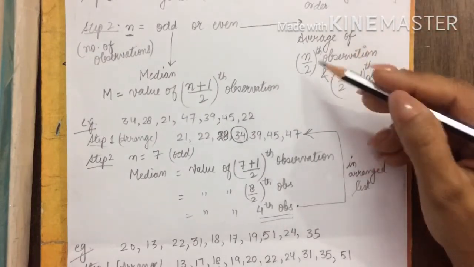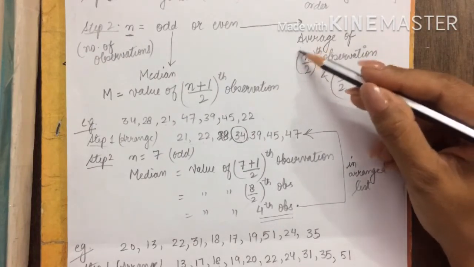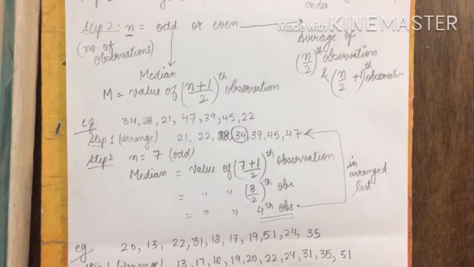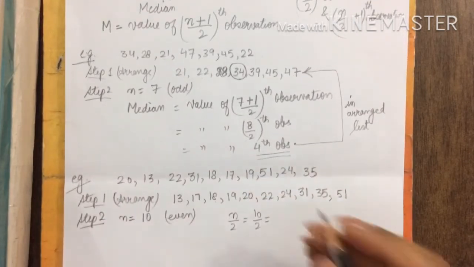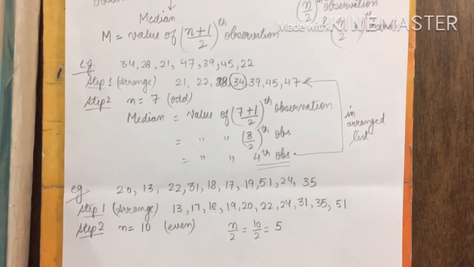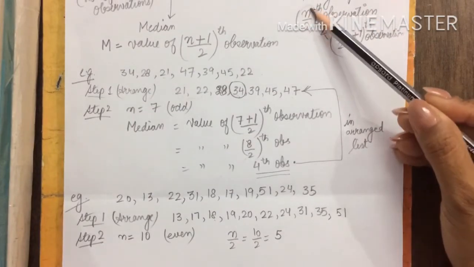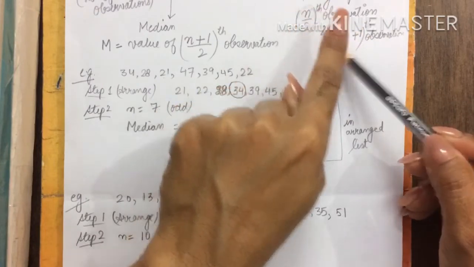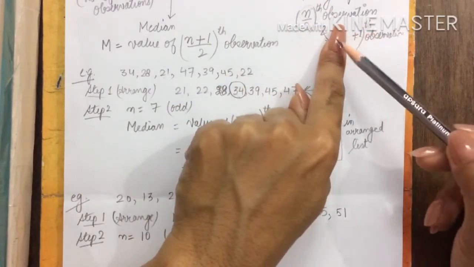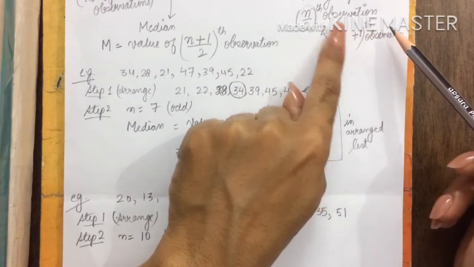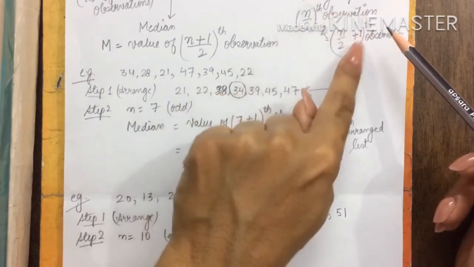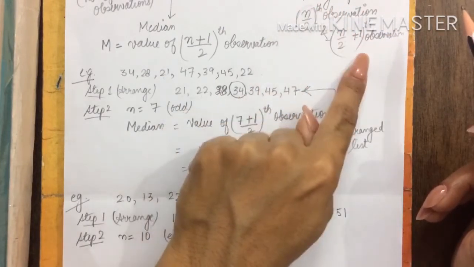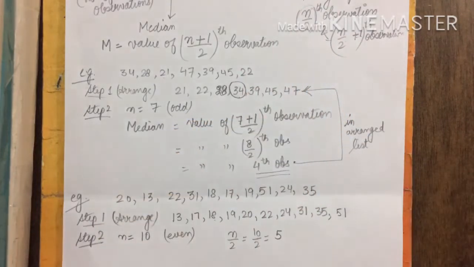So either you can apply the formula written here in this way, or the easier way is to calculate n by 2 first and use it here directly. So n by 2 comes out to be 5. So this value is 5. So 5th observation, and this is 5 plus 1. 5 plus 1 would be 6. 6th observation. So I take the value at halfway and the next value. So 5th is halfway, then the next is 6th. So 5th and 6th observations will be taken together and I will calculate their average.